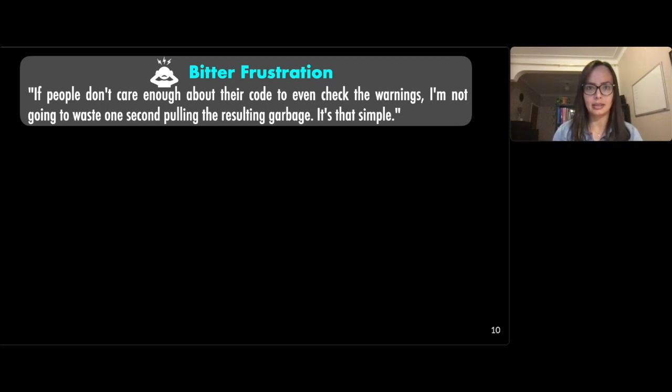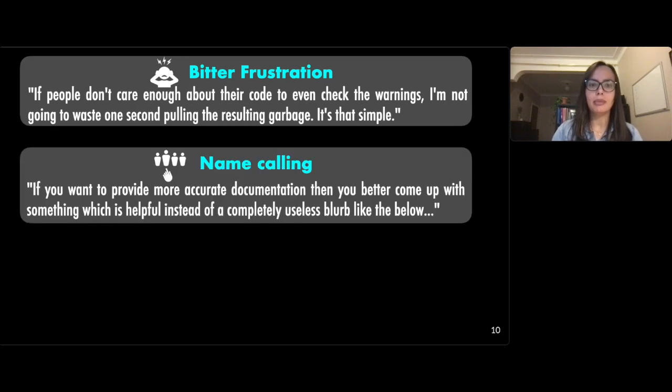garbage. It's that simple." So, name calling appears in sentences that include mean or offensive words directed at a person or a group of people. For example, if you want to provide more accurate documentation, then you better come up with something which is helpful instead of a completely useless blurb like the below.